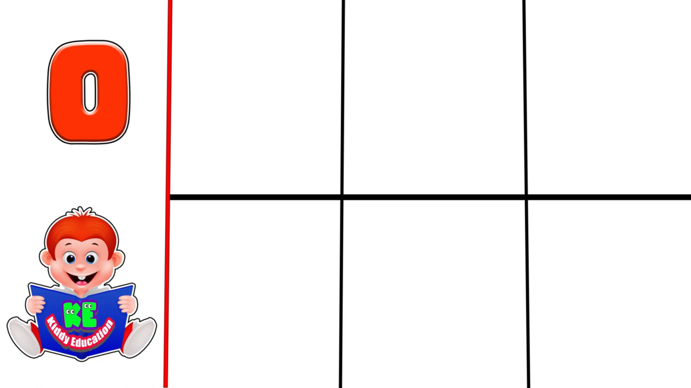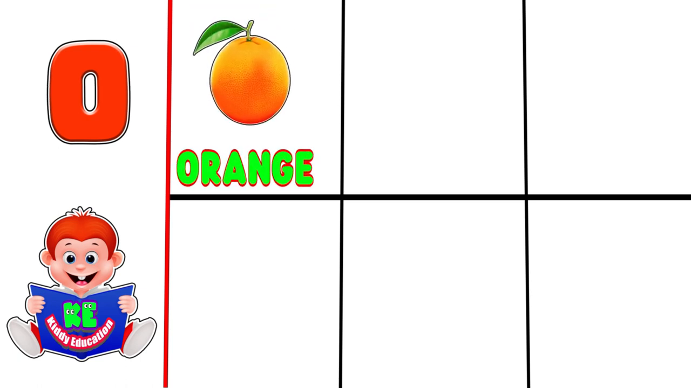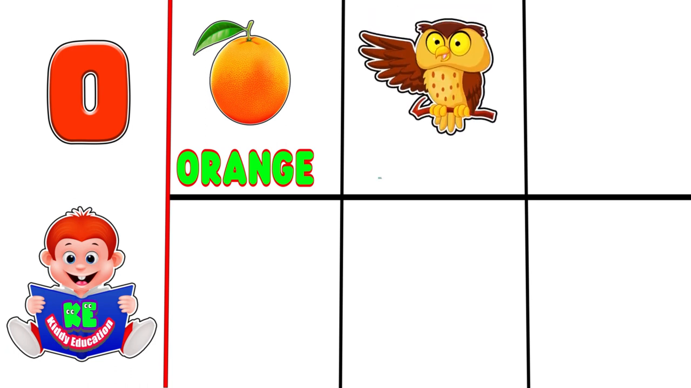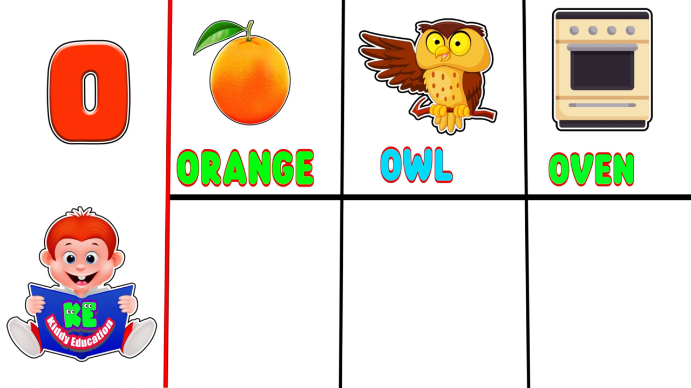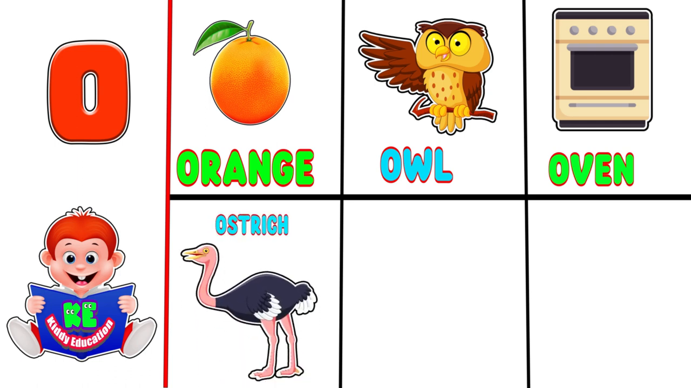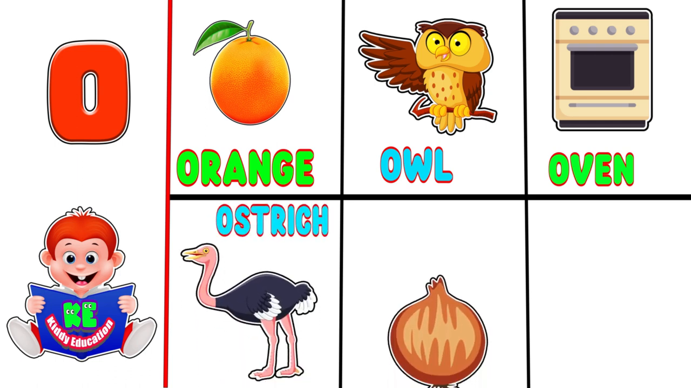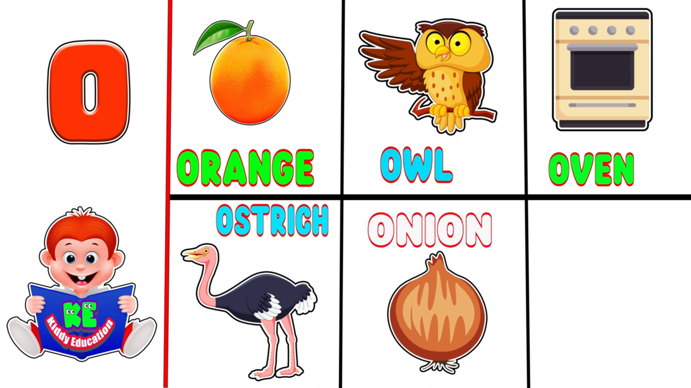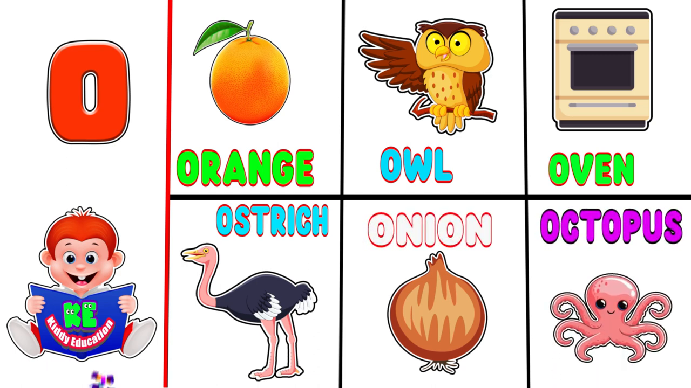O. O is for orange. Owl. Oven. Ostrich. Onion. Octopus.